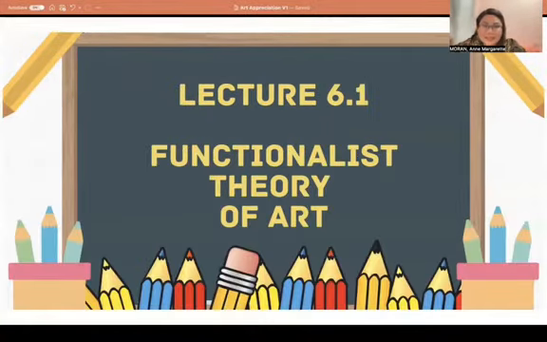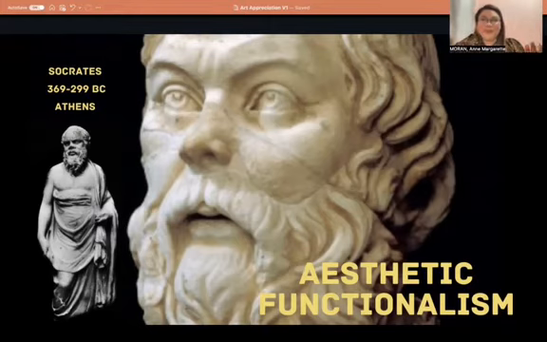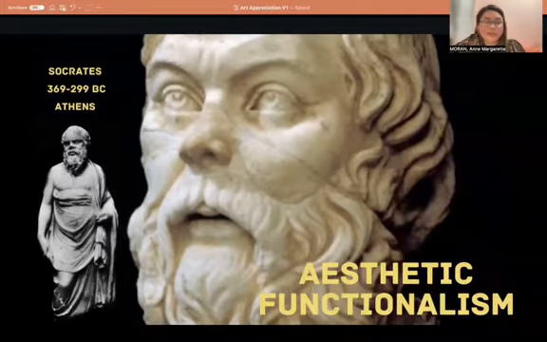And then, going into our next slide. This is the lecture 6.1, which is the functionalist theory of art. So, for functionalist theory of art, this is the aesthetic functionalism. So, as we can see in our slide, this is Socrates in the year of 1969 to 299.